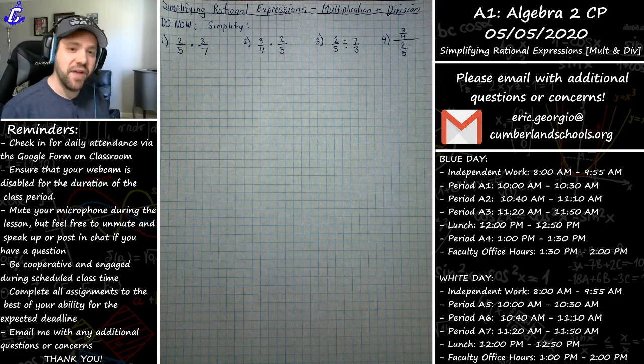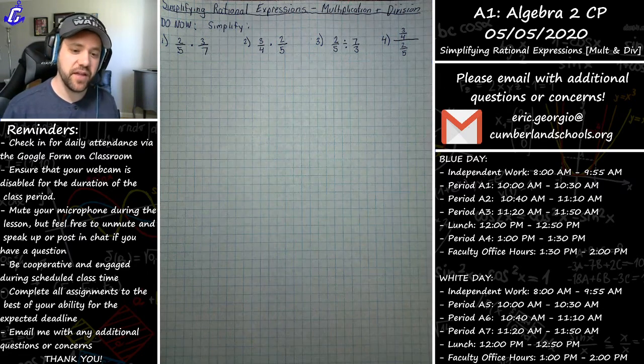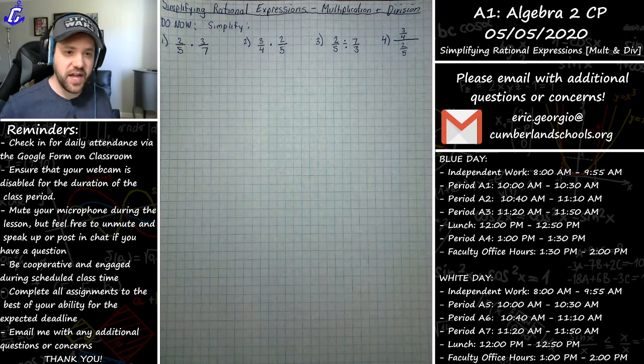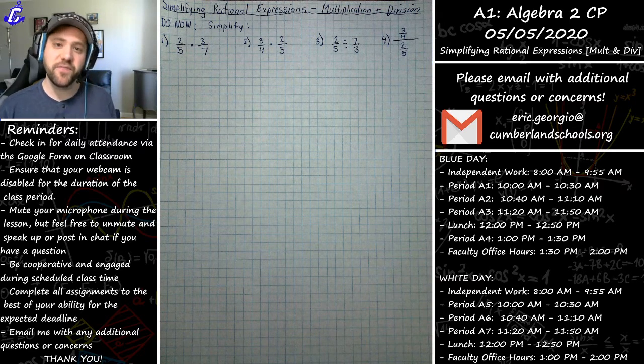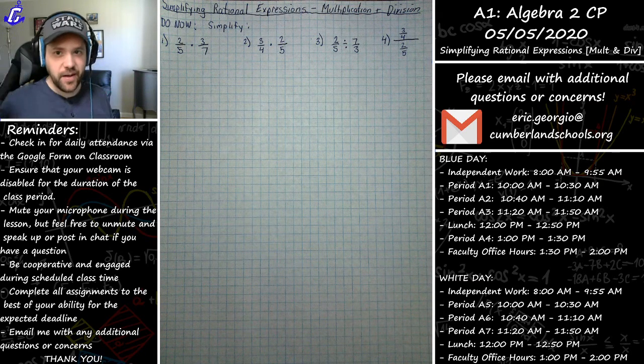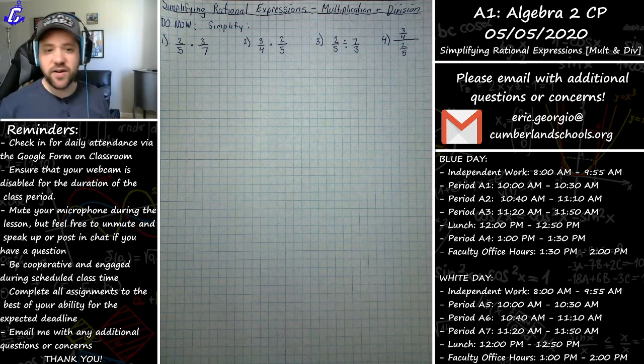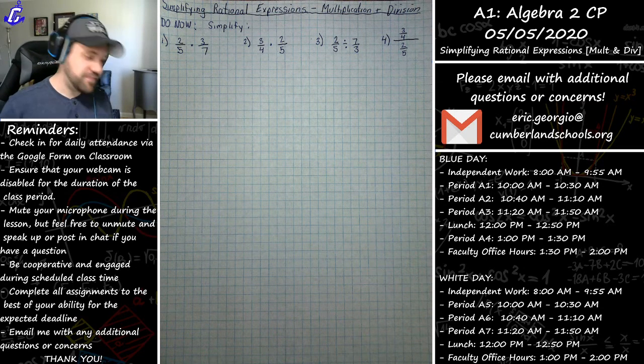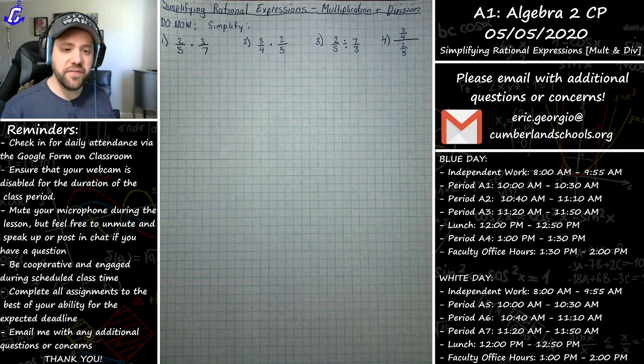Good morning, A1 Algebra 2 CP. Happy Tuesday morning. This is May 5th, Cinco de Mayo. I don't have any Cinco de Mayo attire, but I do have some Revenge of the 5th attire. I did not see you yesterday on May the 4th, which is Star Wars Day, so I made up for it today. Otherwise, I would have worn some Cinco de Mayo colors. But in any case, happy Tuesday. Hopefully you're having a fantastic morning.